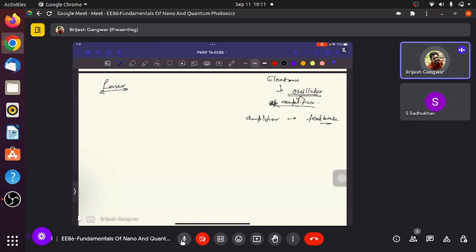So this is something like: we have one amplifier here, and then this is the output, and one feedback feeds the system, and from here we input the signal. Okay, the same thing happens in the laser.